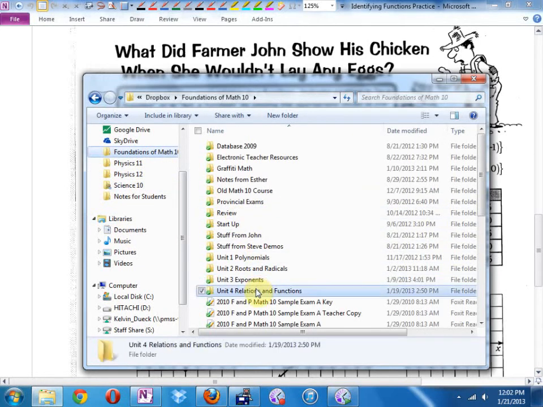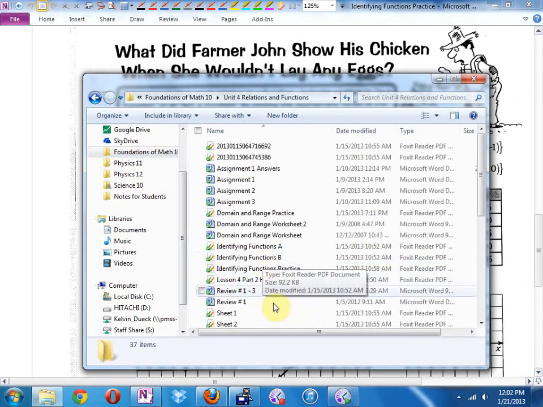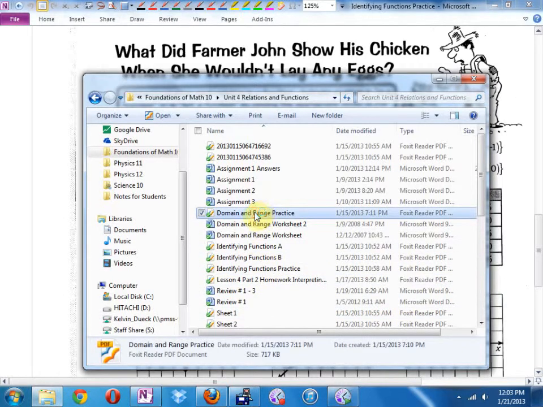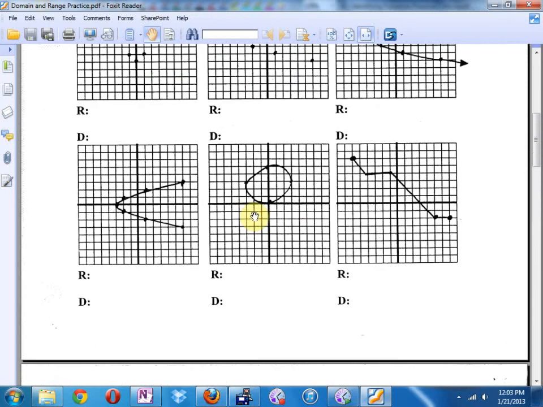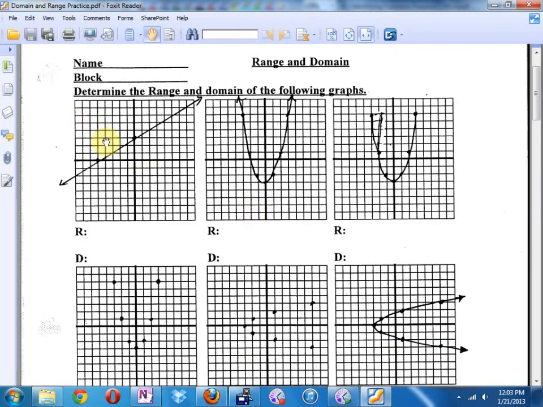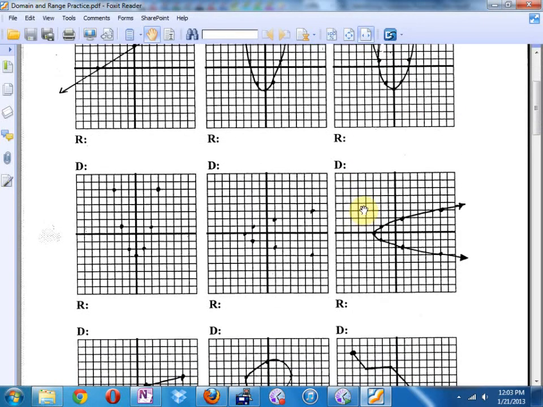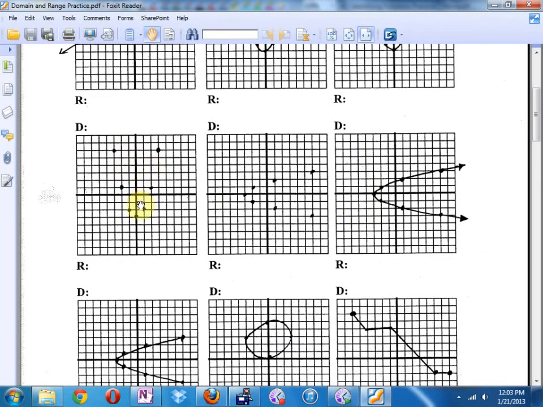Try this one on for size. Really, really quickly, this first graph right here, function or not? Yes or no? Function or not? Function. Here, function or not? Well, if I look, there are no double points on the same x value. Function.